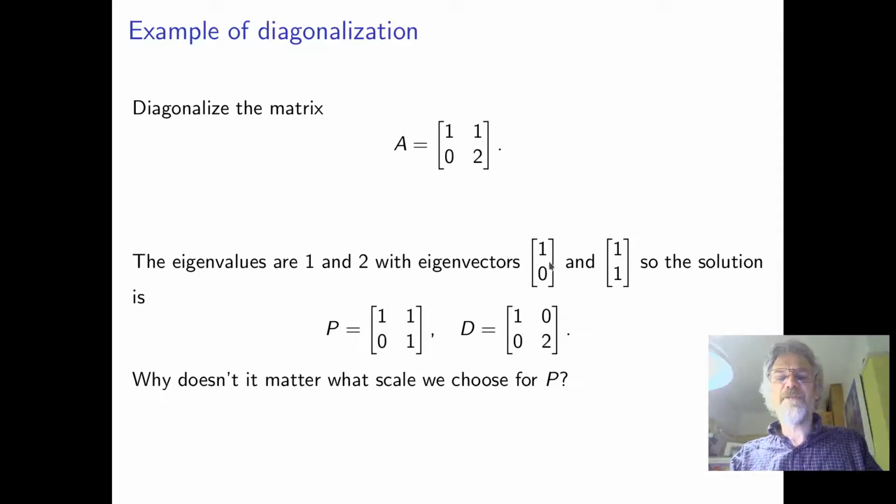It doesn't actually matter what the t is, the multiple, so it would work just as well if we doubled one of the columns. The thing is, it comes out in the P inverse, so it changes P inverse, but it still diagonalizes it.